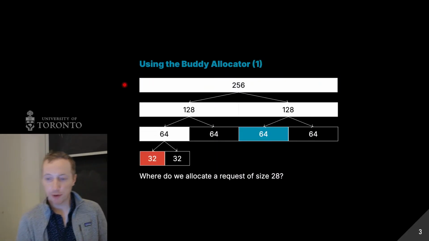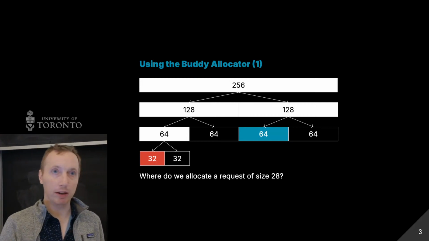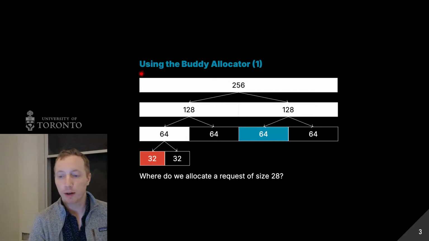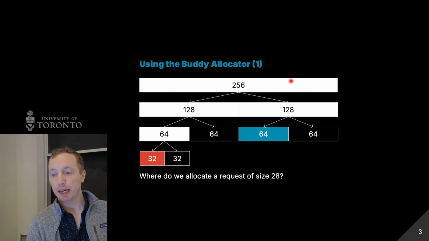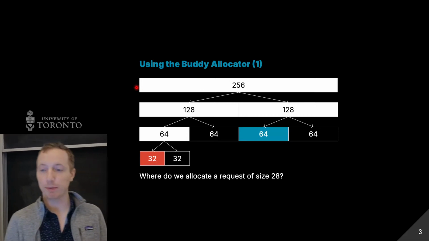So how this would look: anything with a white background is not free or anything, it's just for illustrative purposes. I'm assuming my buddy allocator in total is managing 256 bytes of memory.